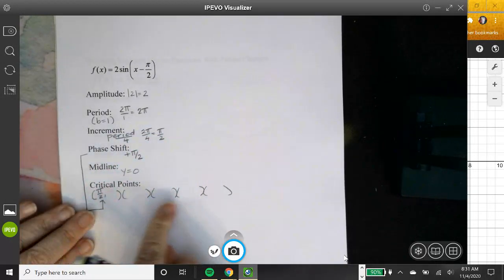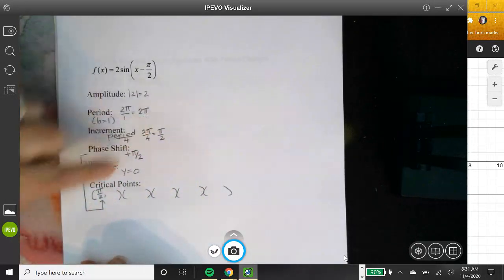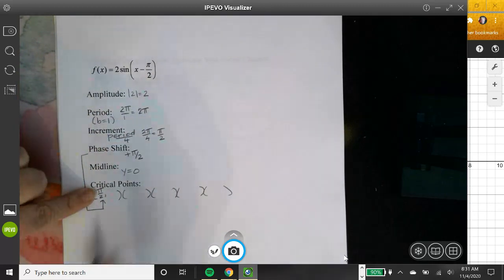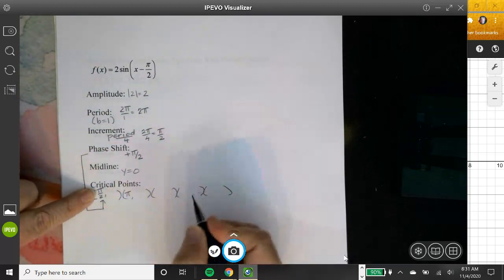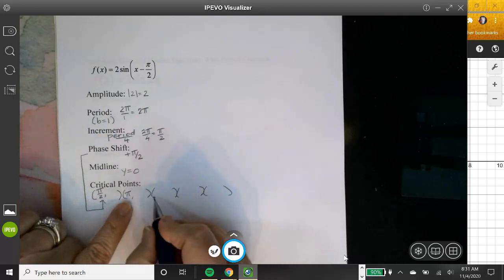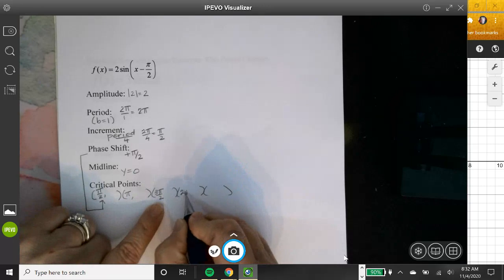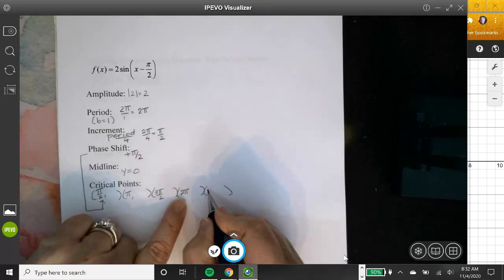And how do we get to the next critical point? Well, we add an increment. So pi over 2 plus pi over 2 is pi. Pi over 2 plus pi is 3 pi over 2. 3 pi over 2 plus pi over 2 is 2 pi. 2 pi plus pi over 2 is 5 pi over 2.